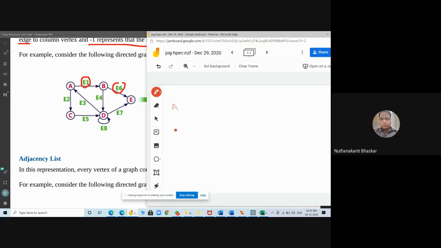How many nodes are there? 5. What are those? A, B, C, D, E. Correct?